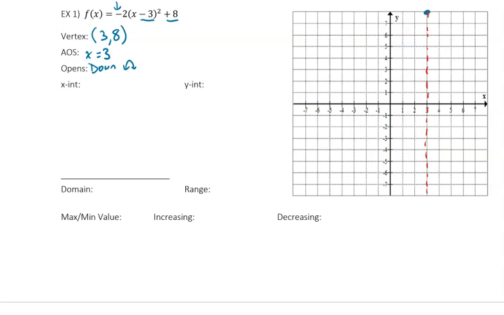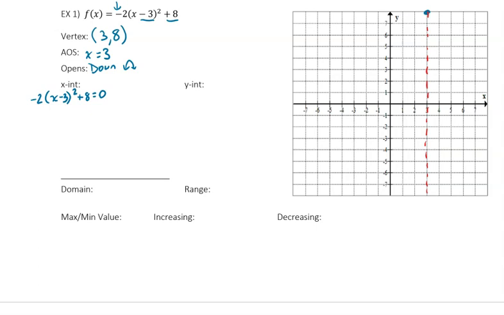Next, the x-intercept. So for the x-intercept, we're going to set y equal to 0, or in this case, f of x equals 0, and we're going to solve for x. All right, so we have negative 2 times (x minus 3) squared plus 8 equals 0. You can solve this however you want.